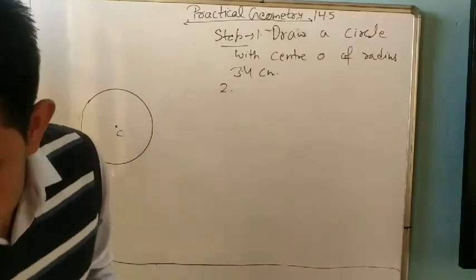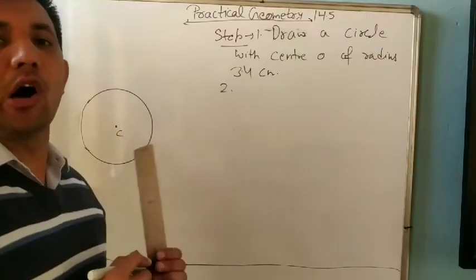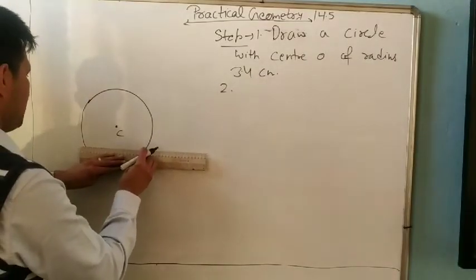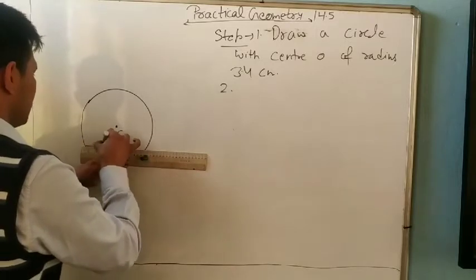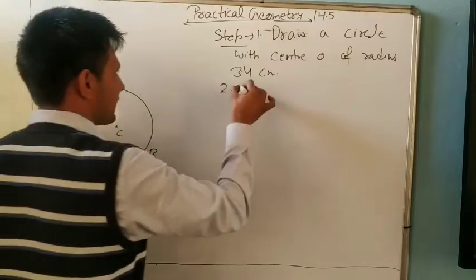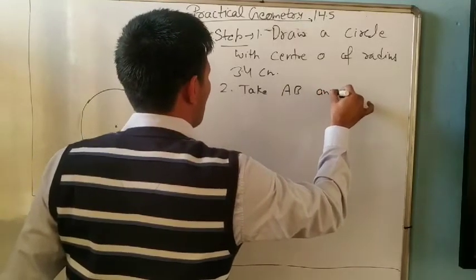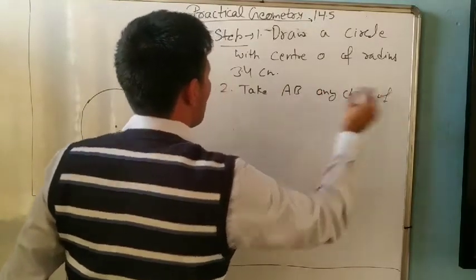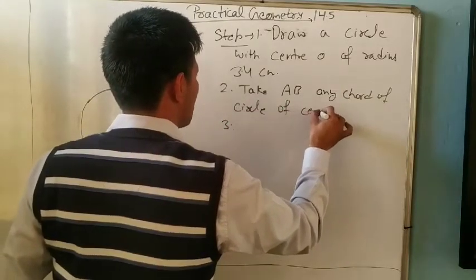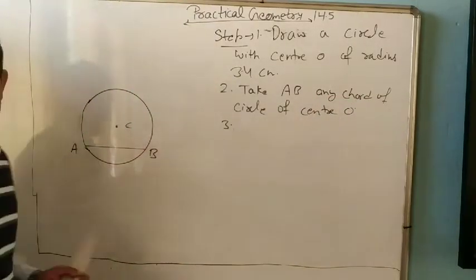Next is draw any chord AB. So you can take any chord because everyone knows how many chords in a circle? Countless. So you can take any chord. Suppose I am taking this one chord. Okay, AB. It is chord AB. Yes, right? So second step: take AB any chord of the circle with center O.